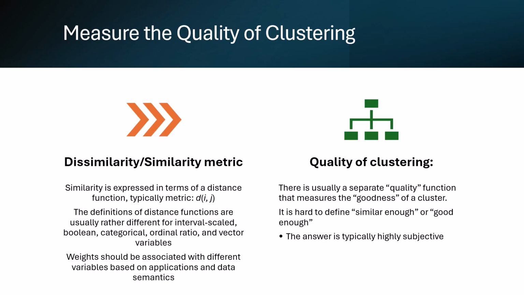Measuring the quality of clustering. Dissimilarity and similarity metric. Similarity is expressed in terms of a distance function, typically a metric distance between i and j. The definitions of distance functions are usually rather different for interval-scaled variables, Boolean variables, categorical variables, ordinal, ratio, and vector variables. Weights should be associated with the different variables based on applications and semantics.